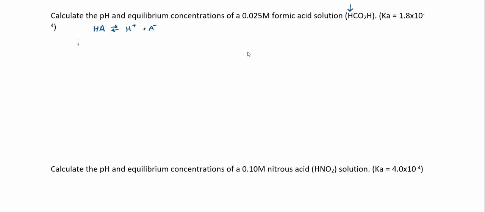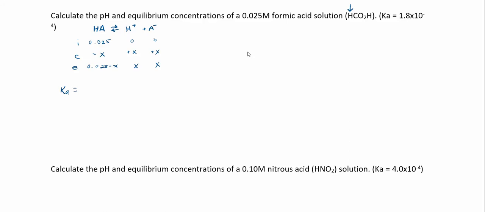Now initially, we have a concentration of 0.025 molar for my acid, and I have no H+ and no A-, but I'm going to change by some amount X. So the reactants are going to decrease and the products are going to increase by that amount X. So that at equilibrium, my HA concentration is 0.025 minus X, where the concentrations of my H+ and my A- are both X.